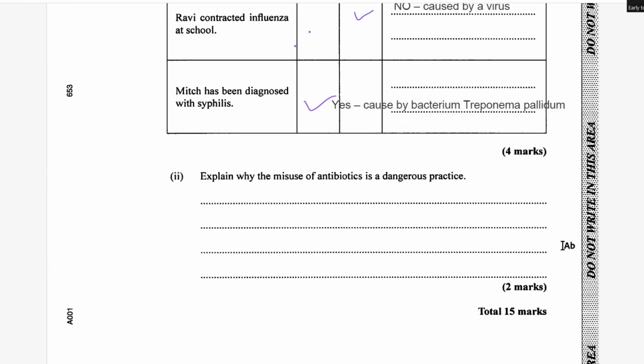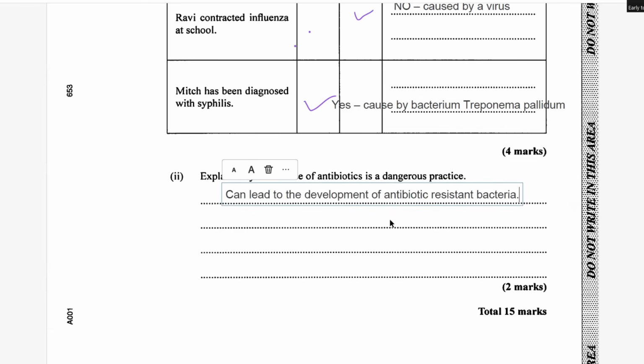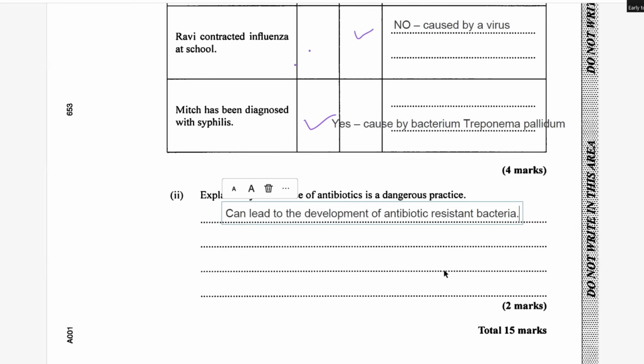Explain why the misuse of antibiotics is a dangerous practice, because it could lead to infections that are resistant to antibiotics. Antibiotic resistant bacteria is a real thing that could develop, because when you stop the full course, or you only use it for some and not the full way, some bacteria can survive and develop resistance to the antibiotics.